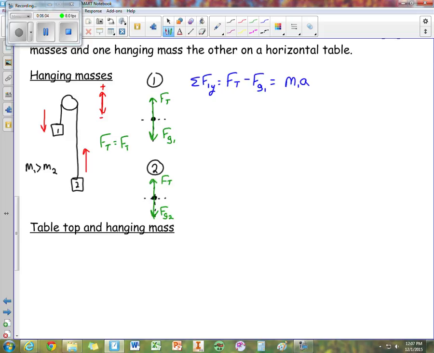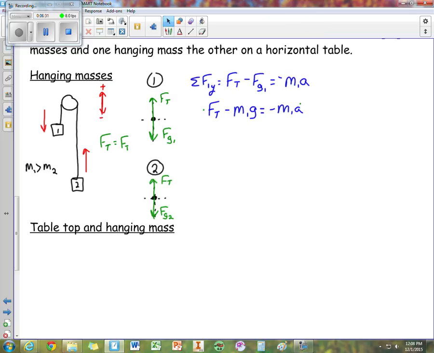And notice that object 1 is going to have a negative acceleration because it's going to go down. So rewriting this, I can say that Ft minus m1g equals negative m1a. And that's as far as I can take that equation. I have two unknowns in it, Ft and a. There's my two unknowns.